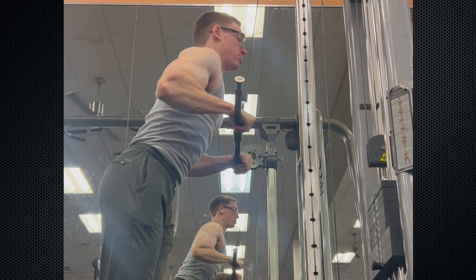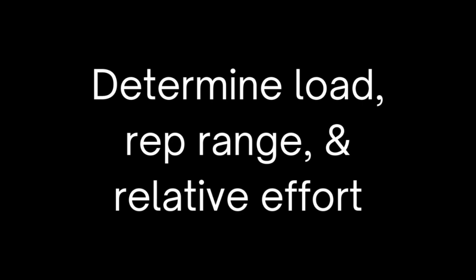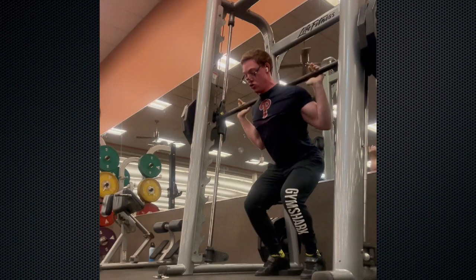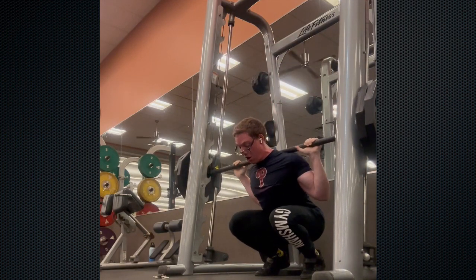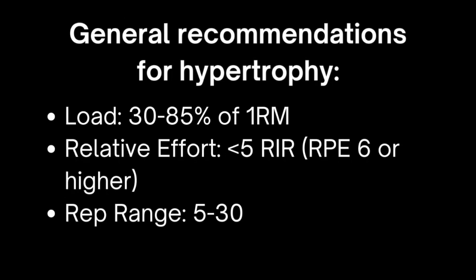The next step in designing your program is determining load, rep range, and relative effort for each exercise. While this is highly contextual based on the movements that you're doing, general recommendations for hypertrophy are about 30 to 85% of your 1 rep max for load, less than 5 reps in reserve, aka RIR, for relative effort, and somewhere between 5 and 30 reps for rep range.